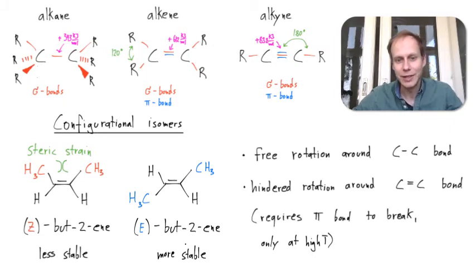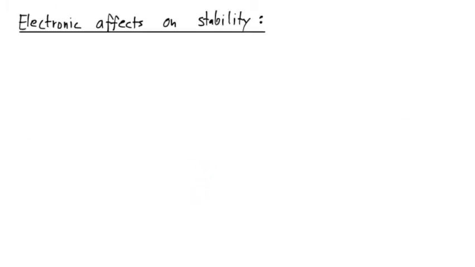On the other hand, here there is no such steric strain because the methyl groups are on opposite sides and therefore not in contact with each other, and that makes this configurational isomer more stable. But it's not just steric effects that govern the stability of alkenes. There are also electronic effects.